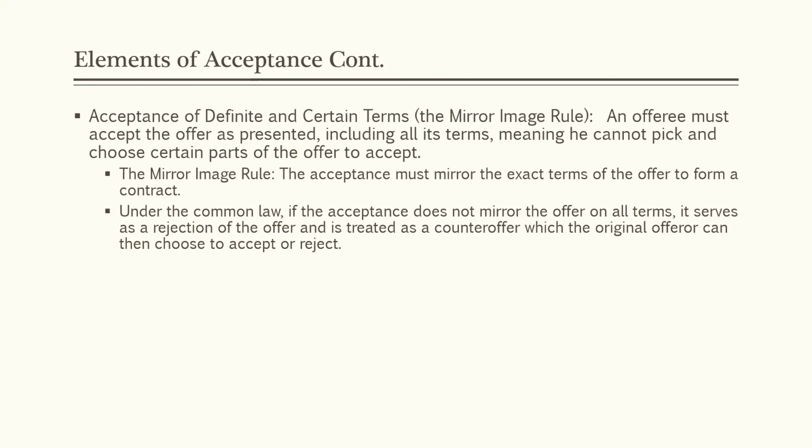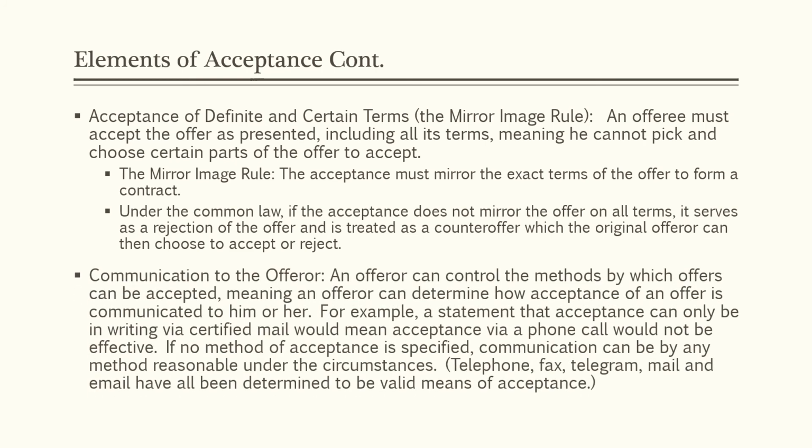Under the common law, if acceptance does not mirror the offer on all terms, it serves as a rejection of the original offer and is treated as a counteroffer, which the original offeror can then choose to accept or reject. That was illustrated in the car example with Larry and Bob and the offer to buy the car for $5,000. Because Bob did not accept the $5,000, which was a material term, but instead offered $10,000, that terminated Larry's original offer to buy the car, leaving Larry free to either accept or reject Bob's counteroffer to sell the car for $10,000.